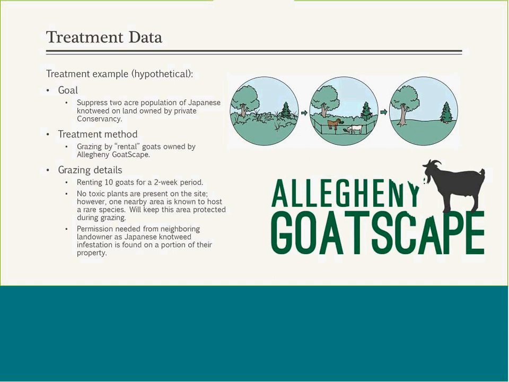And then in this scenario, we're saying that there is a private landowner nearby where Japanese knotweed is also found on a portion of their property as well. And so we would need permission from them in order to include that in with this effort. So just another hypothetical example of this type of effort being recorded as a treatment record in iMap.